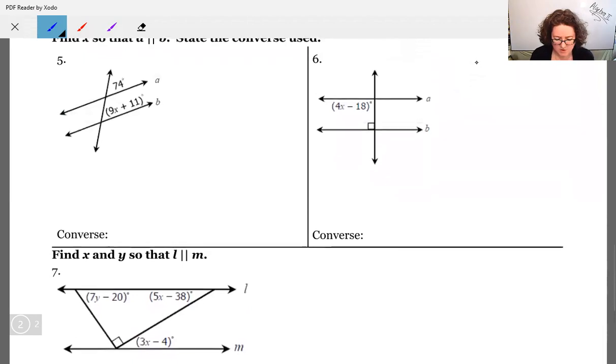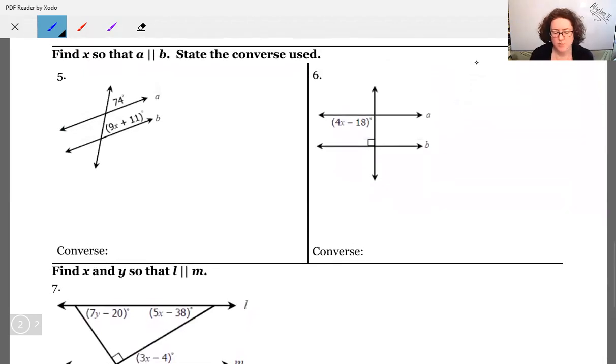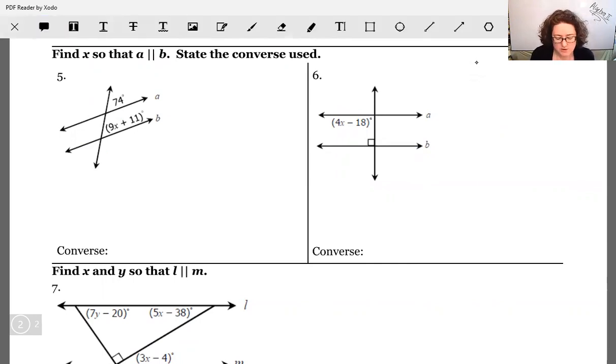But the idea is these are working the other way around. So the way the problem is worded is find x so that A is parallel to B. So technically we want to solve for the x that would make those lines parallel, but we can approach the math the same way. So looking at example 5, it looks like 74 degrees and 9x plus 11 should be corresponding angles, which means what property should they have? Well, they should be congruent. So if we set them congruent and solve for x, that would prove that the lines are parallel.